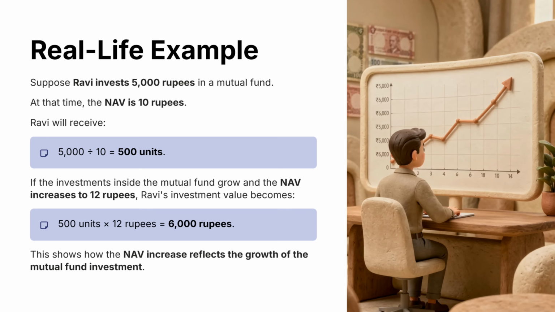Now we will see a real life example. Suppose Ravi invests 5000 rupees in a mutual fund. At that time, the NAV is 10 rupees. Ravi will receive 500 units because 5000 divided by 10 is 500. If the investments inside the mutual fund grow and the NAV increases to 12 rupees, then Ravi's investment value becomes 500 units times 12 rupees, which is 6000 rupees. This shows how the NAV increase reflects the growth of the mutual fund investment.